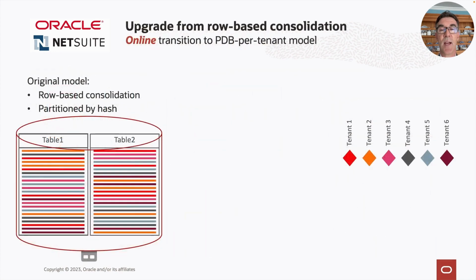For the reasons I've described, NetSuite decided that it was well worthwhile to upgrade to Oracle Multitenant with a tenant per PDB. Here's a simple two-step strategy to illustrate how this can be done. The initial state is a row-based consolidation model. Typically, this is partitioned by hash. Here I'm using color coding for each tenant's rows, which we see all intermingled at first.